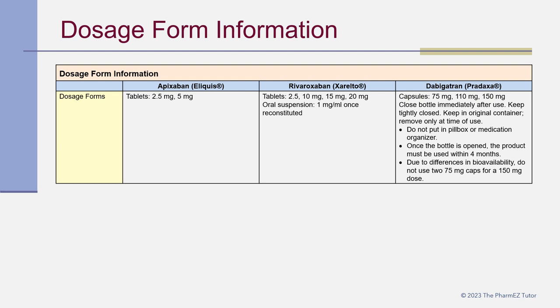It's important to remember to close the bottle for dabigatran immediately after use and keep it tightly closed. Keep the dabigatran in the original container. Remove only at the time of use. Do not put dabigatran in pill boxes or medication organizers. Once the bottle is open, the product must be used within 4 months. Due to differences in bioavailability, do not use two 75 mg capsules for a 150 mg dose.